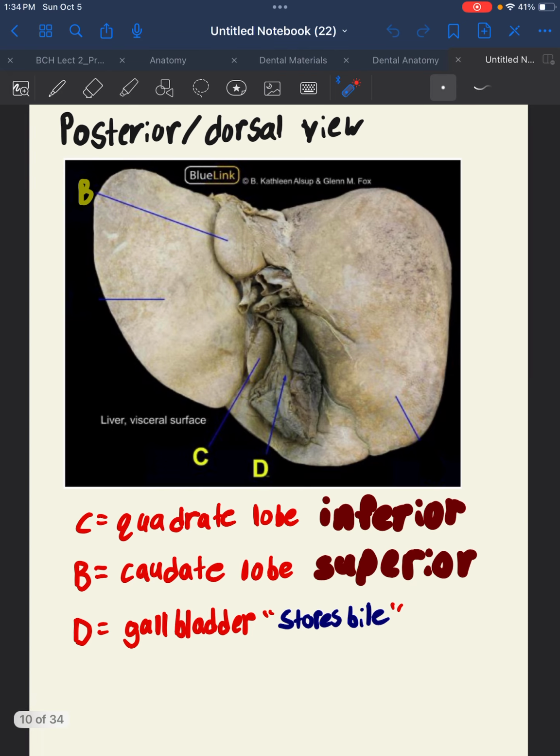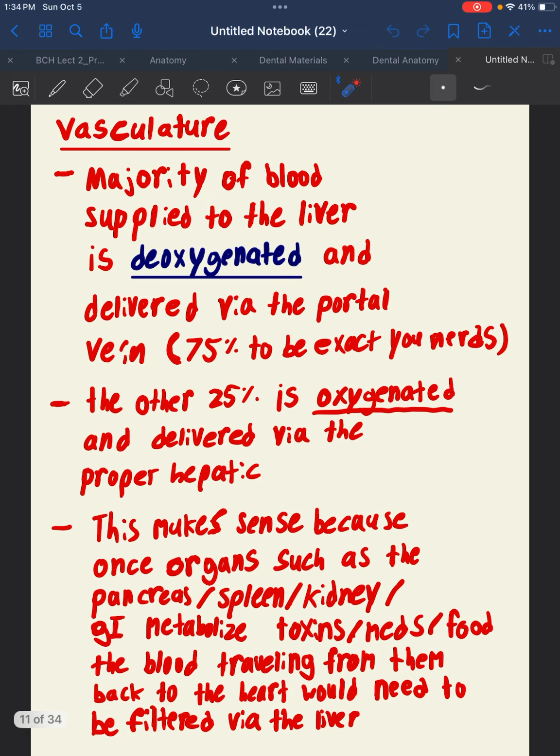We'll talk about the gallbladder here shortly. So, vasculature of the liver. Much like my life, it is very, very unique. So it has dual circulation. And you're asking yourself, what the hell is dual circulation? Well, let me tell you what dual circulation is, my friend.